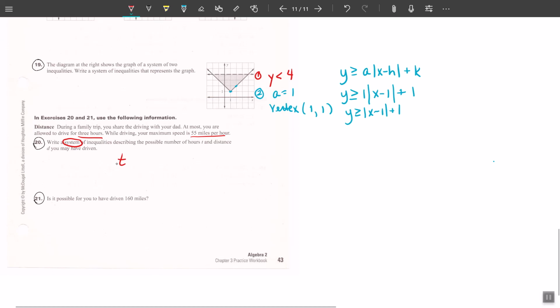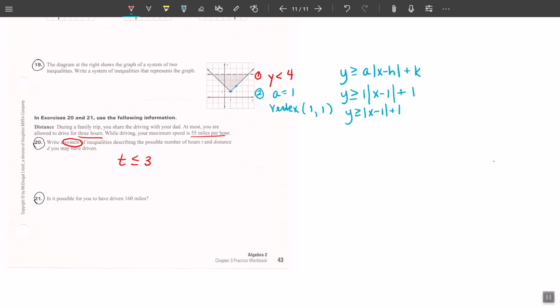They told you that you are not going to be allowed to drive for more than 3 hours. At most, that's what that means up here in the problem. So at most, you are driving 3 hours. So the first inequality is going to relate these two values. The time you drive, t, has to be less than or it can equal 3 hours. You can drive 3 hours, just not more.